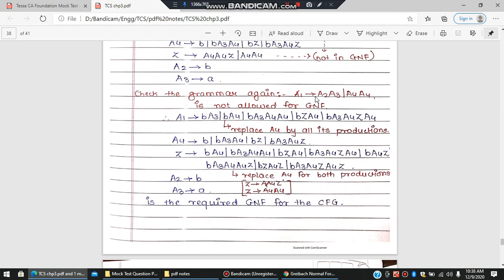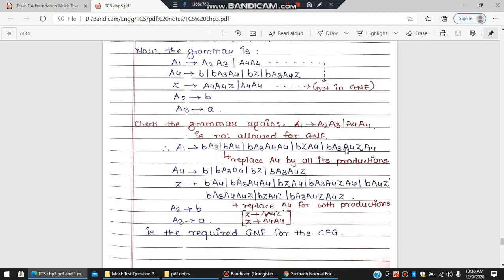So what we are doing: A1 gives A2 A3 A4 A4 is not allowed. So what we will do is, in place of A4, we will write its productions, whatever and however many there are. So first, A1 gives A2 A3, so that is correct. For A4 A4, what we are doing is writing B A3 A4 B A3. So in place of A2, C A2 A3. So again over here if you check, I is greater than J, so in place of A2 we have put B here. This A3 we have copied as it is.